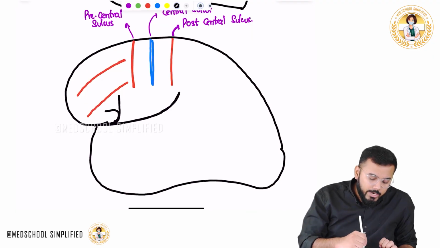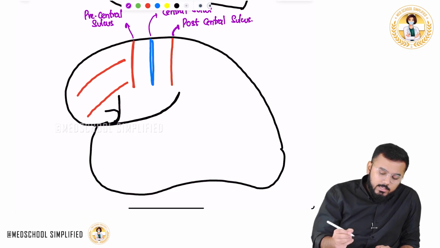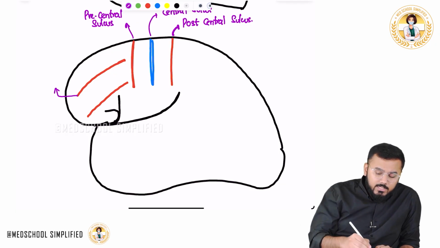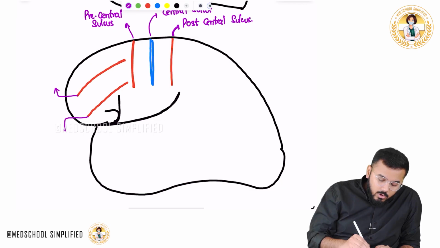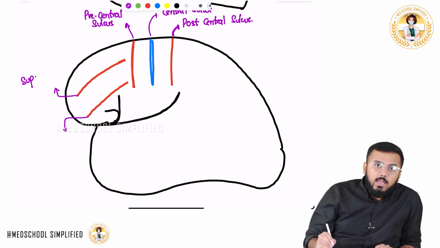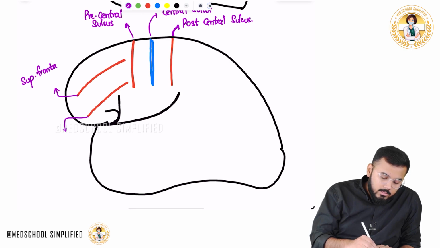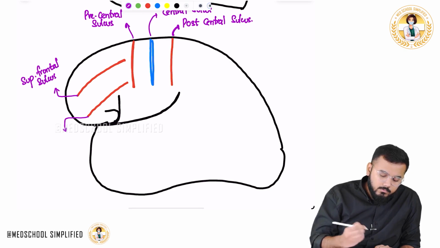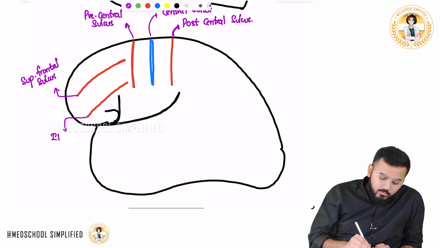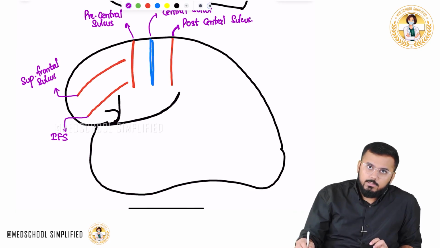What are these two red lines which you have drawn horizontally? The one over here is superior, and the other one which I have drawn here is inferior. This sulcus is located in the frontal lobe, so it is the superior frontal sulcus. If that is the superior frontal sulcus, then the lower one becomes the inferior frontal sulcus.